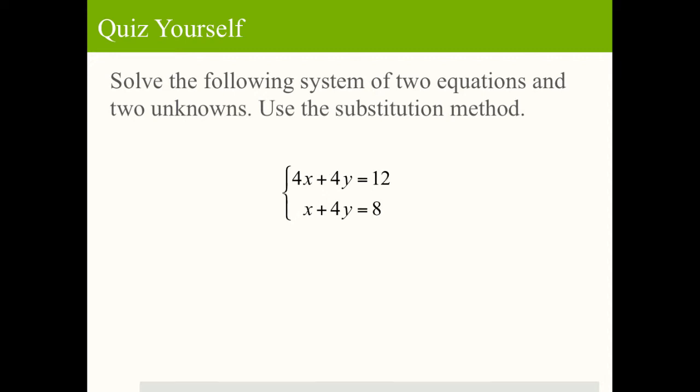Solve the following system of 2 equations and 2 unknowns. Use the substitution method. Pause the video now and try this on your own. The answer you should have gotten is 4/3 and 5/3.